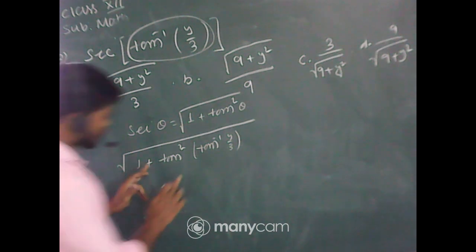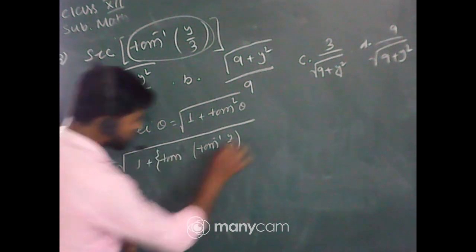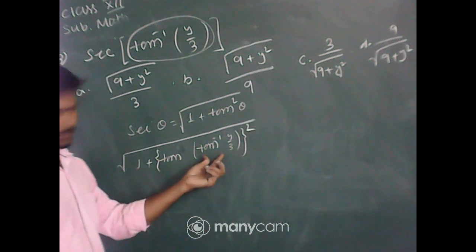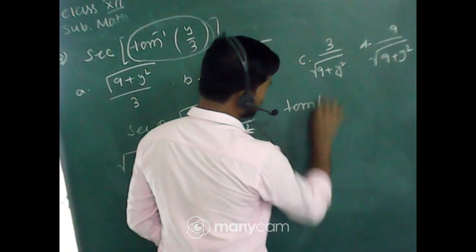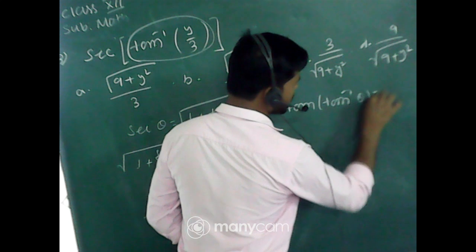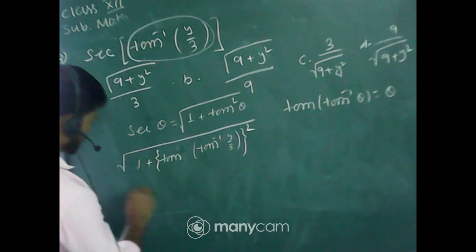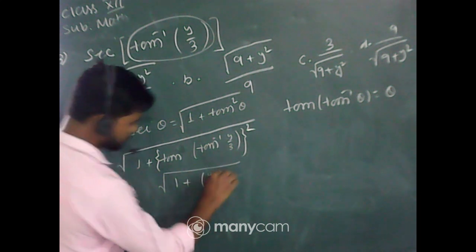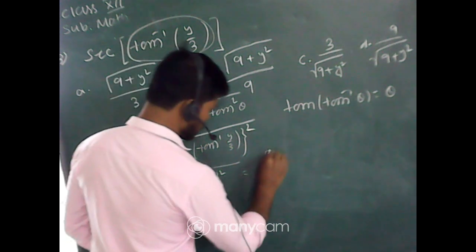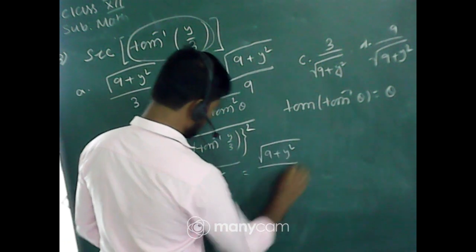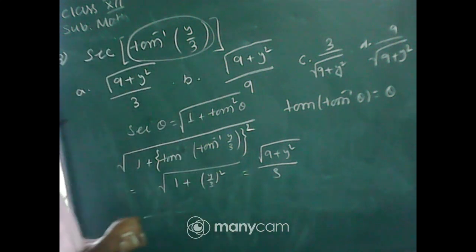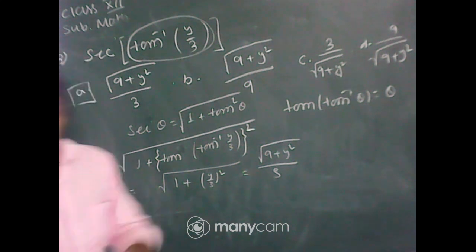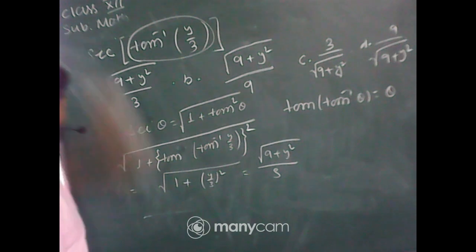Yes, sir. Okay, now I am doing one thing. Square of the whole. Now look, we know tan of tan inverse theta is equal to only theta. Okay, so from here we can write root over of 1 plus y by 3 whole square. Okay, now if I just calculate it, 9 plus y square under root over, by root over of 9, that is equal to 3. So our correct option is A, root over of 9 plus y square by 3. Yes, the correct answer is A. Very good.